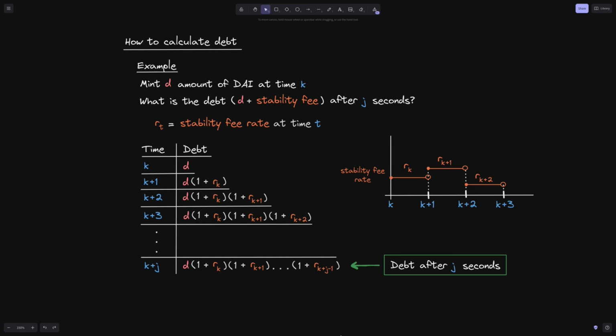Now let's think for a second how we might implement this in a Solidity smart contract. At each second, we might have a different interest rate, and to calculate the debt, we need to somehow calculate this expression. One way we might be able to do this is to store the interest rate for each second, and then also store the timestamp when this user borrowed D amount of DAI. And then run a for loop to multiply D by 1 plus RK, and then multiply that by 1 plus RK plus 1, and so on all the way up to 1 plus RK plus J minus 1. The problem with this approach is that the longer the user borrows DAI, this computation will become more expensive.